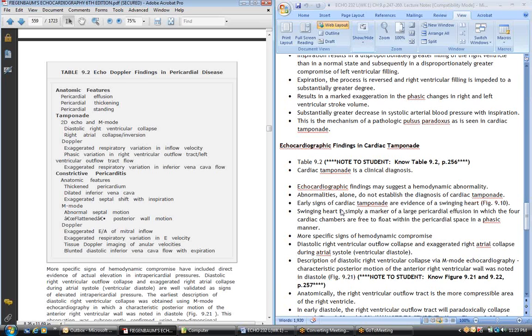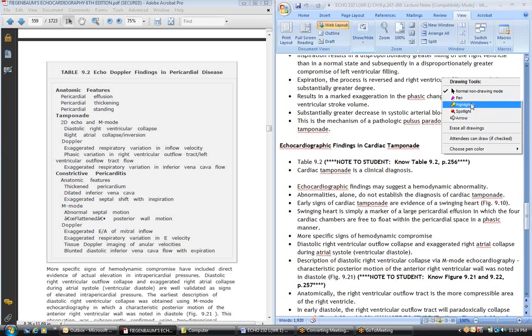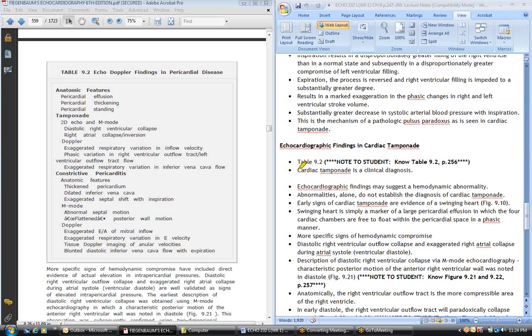You need to understand cardiac tamponade is a clinical diagnosis. All we're doing is giving signs. We're giving echocardiographic signs or findings that lead the physician to think that there's cardiac tamponade. But it is a clinical diagnosis. We do not diagnose cardiac tamponade. Echocardiographic findings may suggest a hemodynamic abnormality. They do not establish the diagnosis of cardiac tamponade alone.